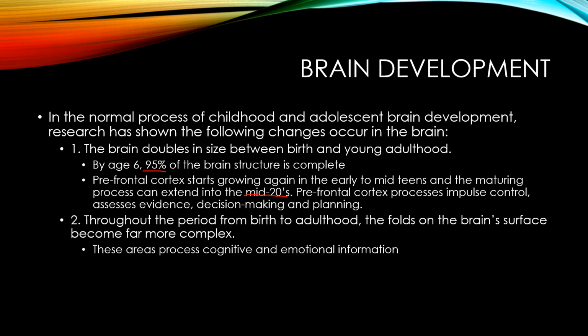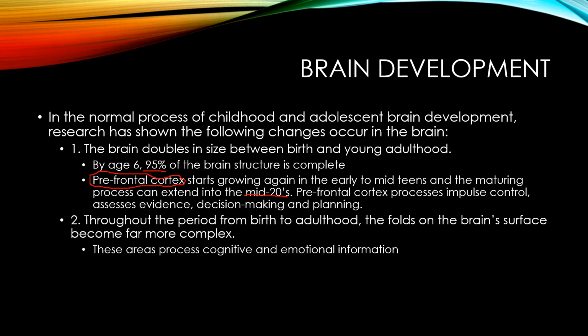And the most profound change in adolescence is the growth of the prefrontal cortex. The prefrontal cortex processes impulse control, assesses evidence, decision making, and planning. And that's why we rapidly get better at those things as time goes on. That doesn't mean we don't make mistakes, though.